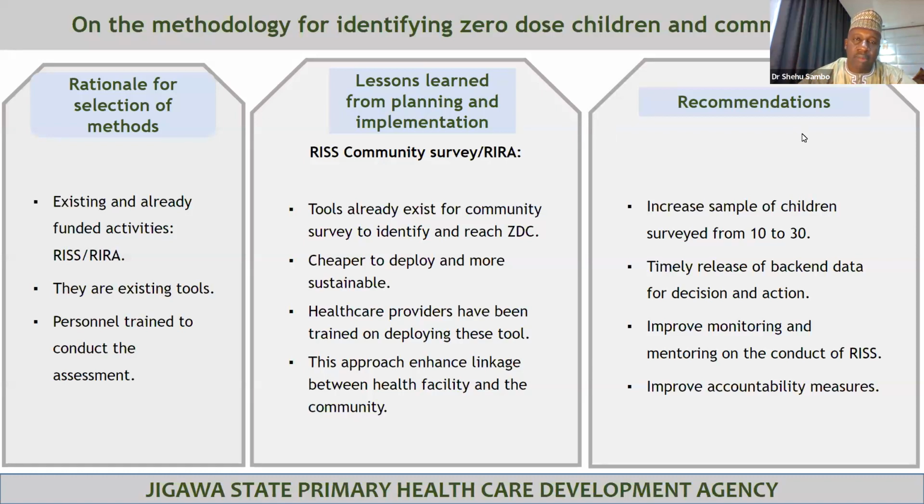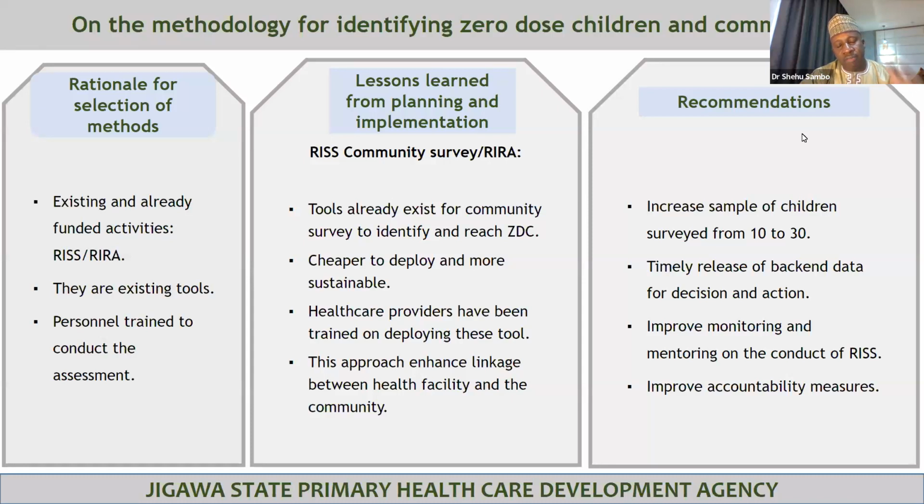So the lessons that were learned from planning and implementing the risk community survey are, in particular, one, as I said, tools already exist for community survey to identify and reach 0-dose children, and they are cheaper to deploy and more sustainable. Healthcare providers have been trained on deploying these tools. This approach enhances linkage between health facility and the community.